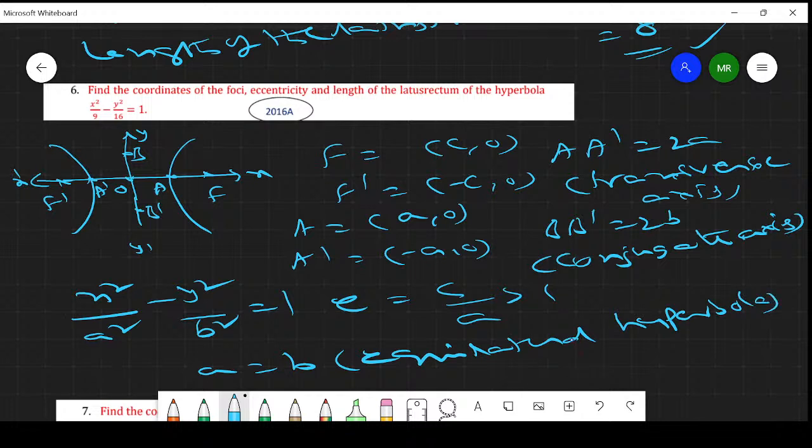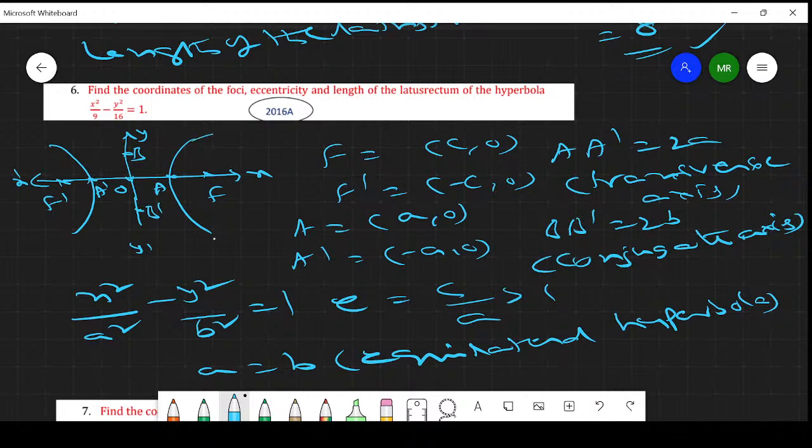Whenever a is equal to b, that is called an equilateral hyperbola. Try to understand what I have written here. A equal to b, then the hyperbola is called an equilateral hyperbola. That point you can remember. What is the length of the latus rectum?